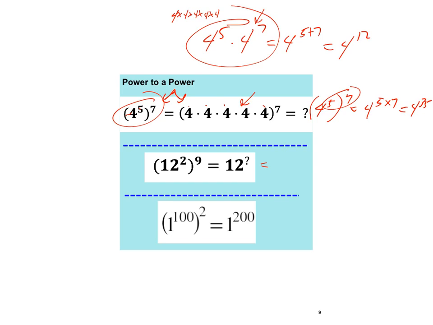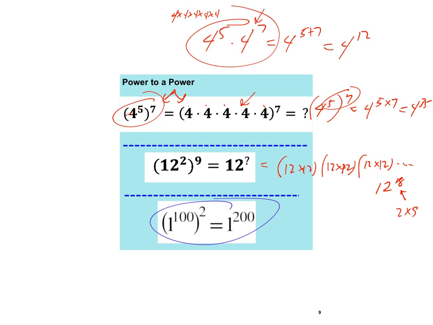Here, 12 squared to the 9th, again, would be 12 times 12, 12 times 12, 12 times 12, 9 times, which is 12 to the 18th, which is just 2 times 9. Okay, because that's power to a power. Down here you can just see one done. 100 times 2 is 200. So keep those separate there. Again, if it lists the base twice, then we're probably going to be adding them.